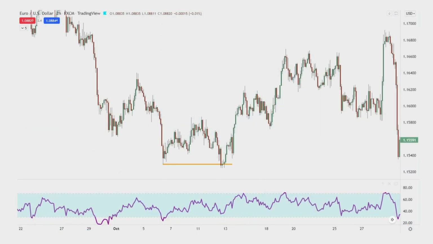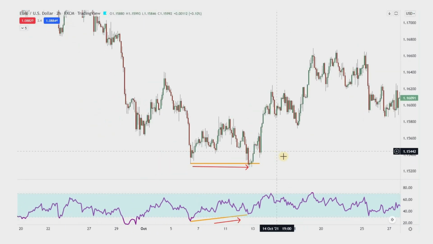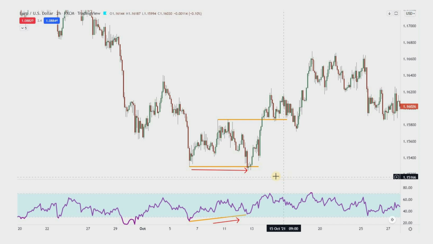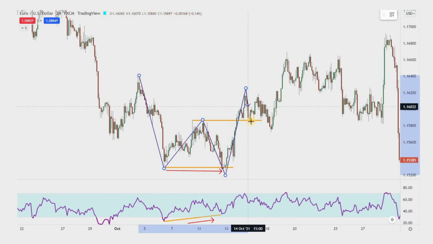We have here a double bottom pattern. The right bottom has made a fake out like the first example that we broke down. We had an RSI divergence too. We are highlighting the neckline, and we are going to study the structure.